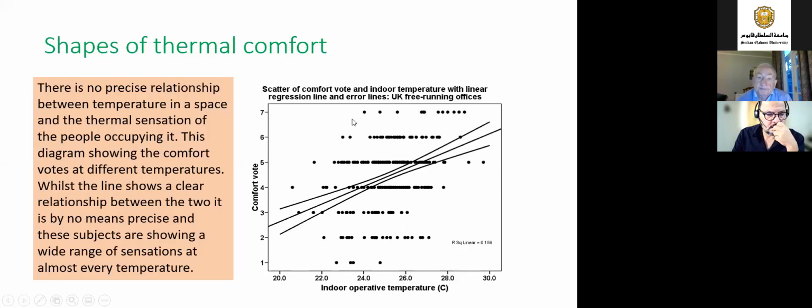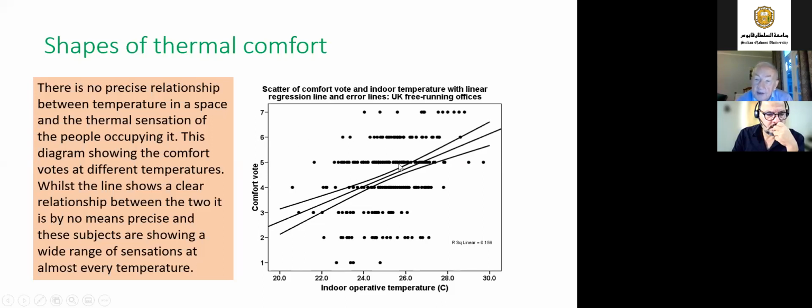And there is no precise relationship. If you do these surveys, you'll find no precise relationship between temperature of a space and the thermal sensation. This is the comfort vote here on the vertical, and along the bottom is the indoor operative temperature.